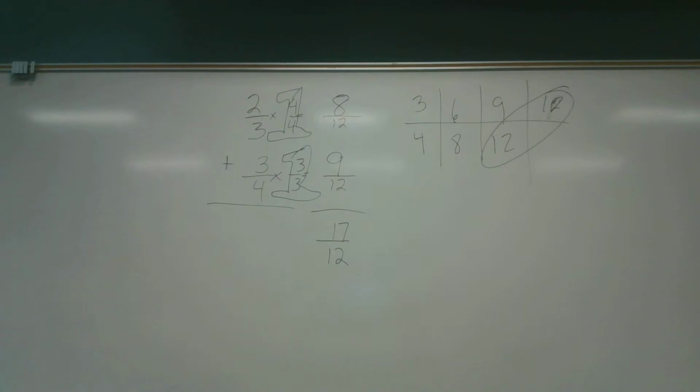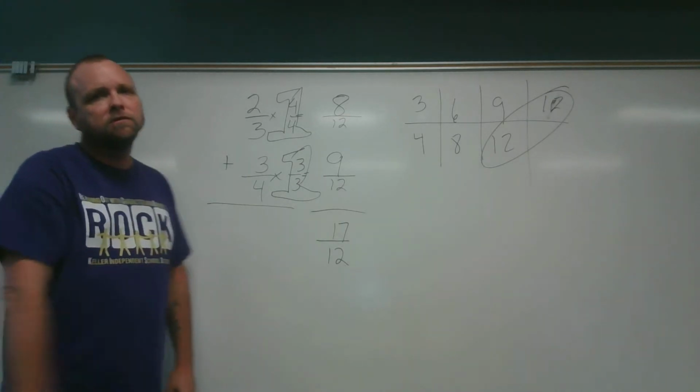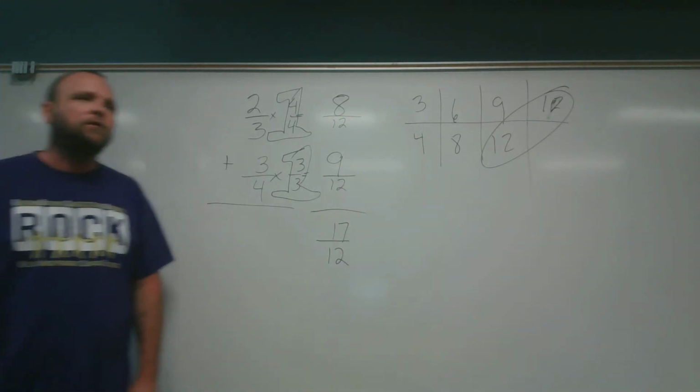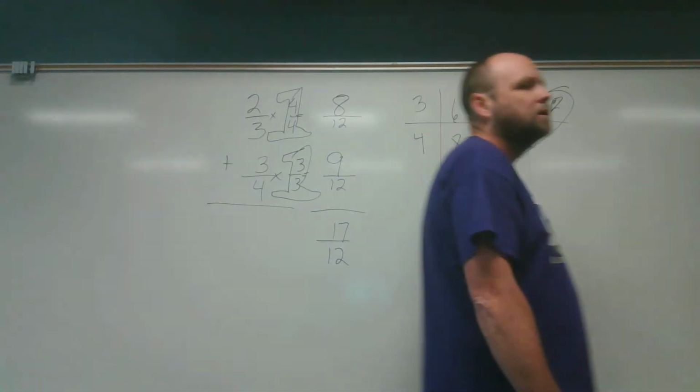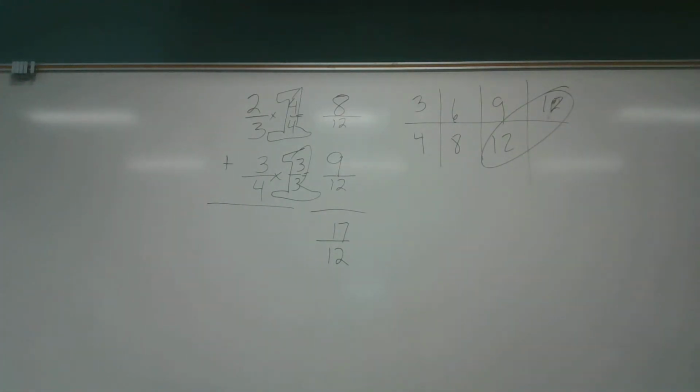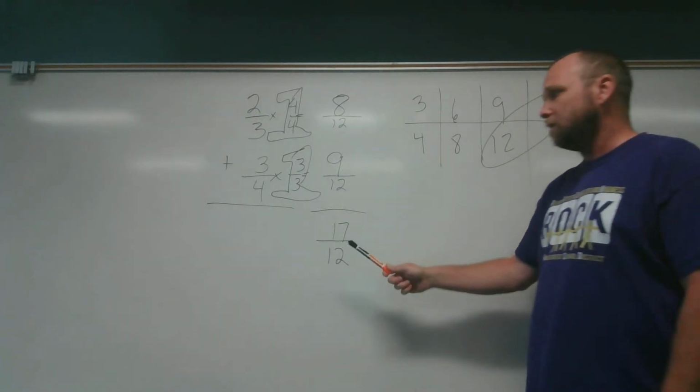Gus, what is wrong with the fraction 17 over 12? You have to simplify it. Why? How do you know? Because it's improper. Very good. So, Ari, can you tell me how to fix an improper fraction? Divide. Because this fraction says 17 divided by 12.